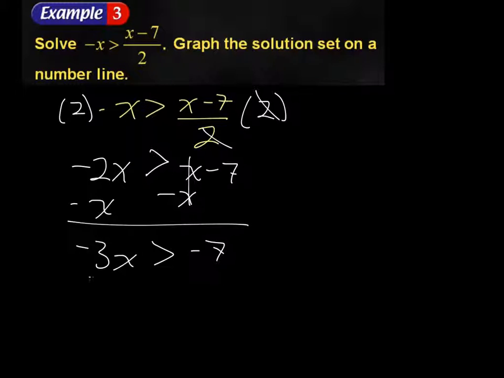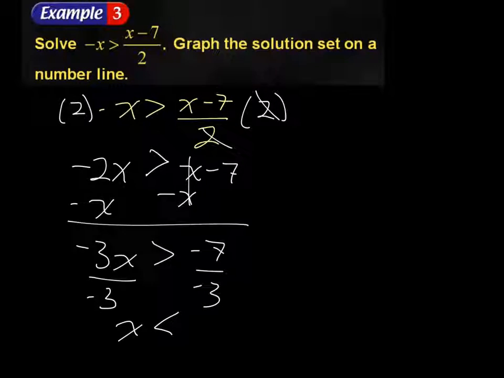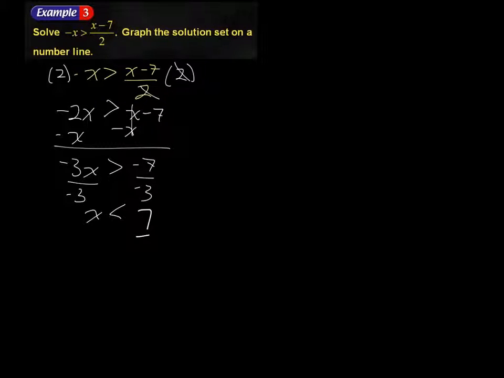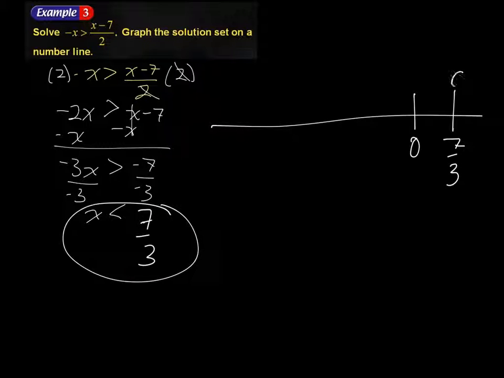And then we're going to divide both sides by -3. So we're going to have x is less than 7/3. So we want an open circle on 7/3, and the arrow goes to the left.